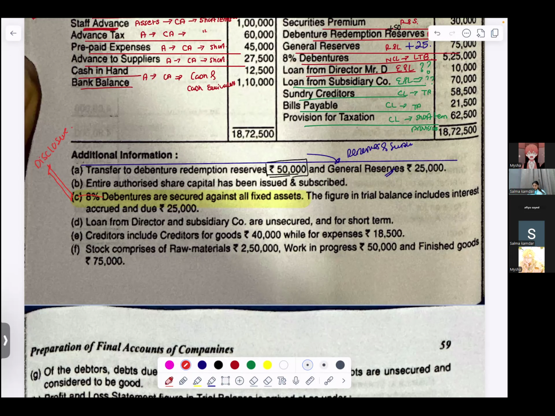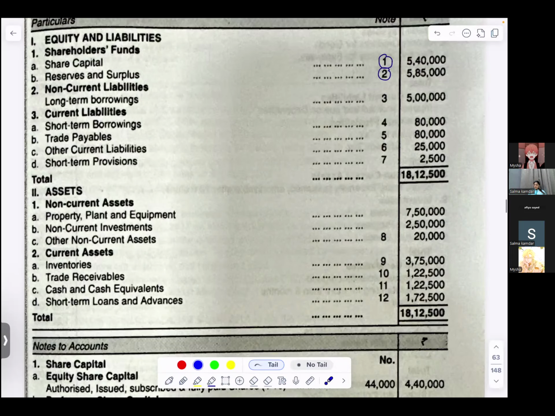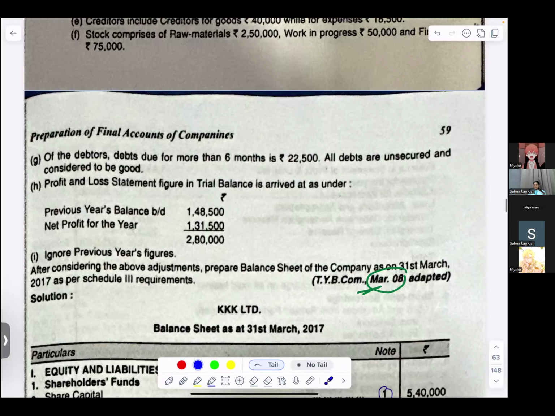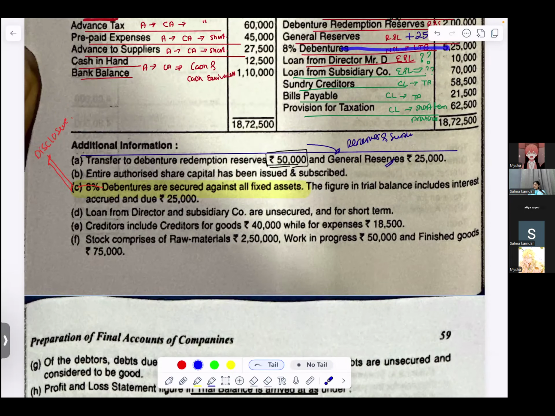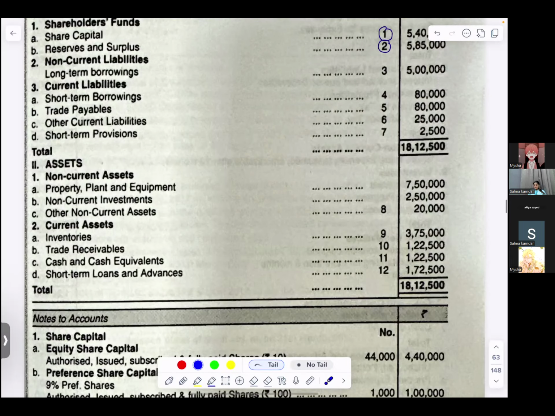Now, if you see the figure in the trial balance, what is the figure for the debentures? It is 5,25,000. This includes interest accrued and due, that means this has outstanding interest. So when you go to your non-current liabilities, this is your long-term borrowing, 8% debentures. Do you show 525,000 or 500,000? 500,000. You will show 500,000.